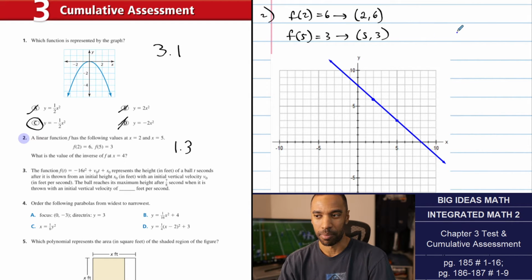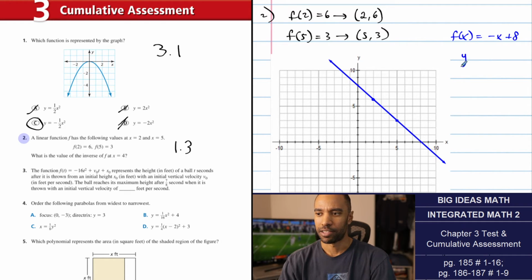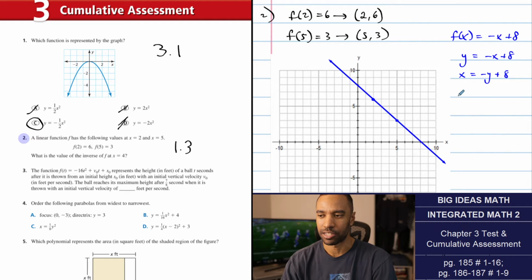So if I want to talk about both things, f of x equals -x plus 8. If I turn this into a y, and then I swap x and y and solve for y again, I subtract 8 and then divide everything by -1. I get -x plus 8 all over again. So the inverse graph is the same. Well, that's no fun, but that is what that is.